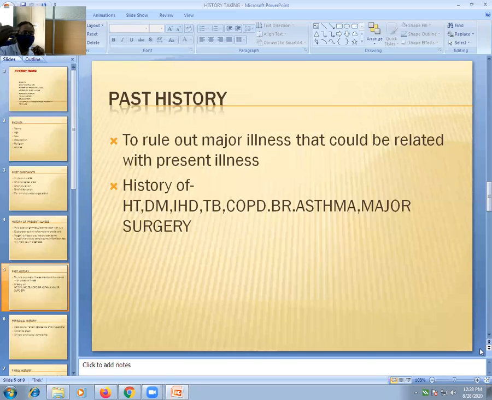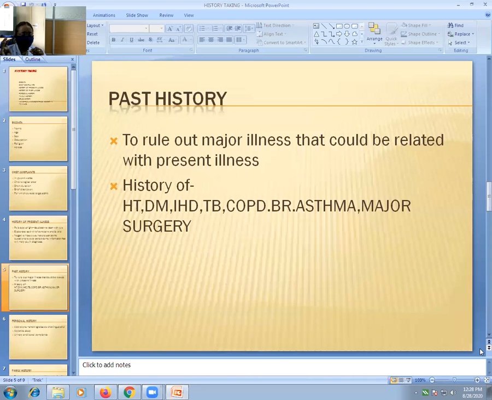Many times it could be a complication of the past disease. So you have to rule out major illnesses in past history. Which are the major illnesses? Important is ask about hypertension, ask about diabetes, ischemic heart disease, whether patient was suffering from chest pain, whether he consulted with the cardiologist, whether ECG was done at that time, which medication patient started at that time, like that.